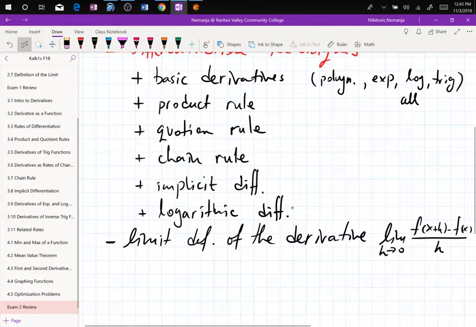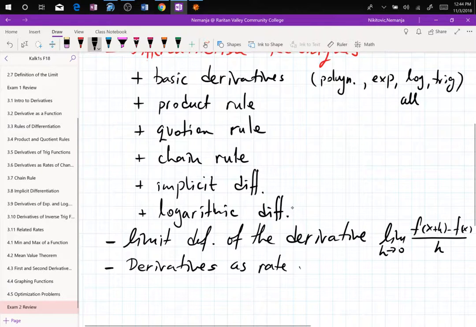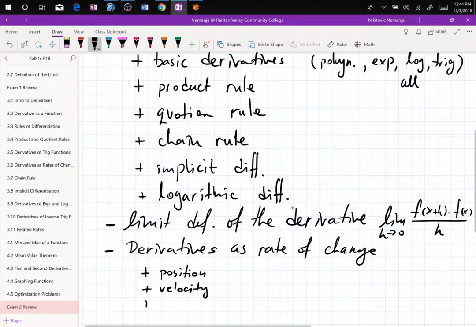We had continuity, right? No, continuity was in the previous one. What else was there? There was one more thing. The derivatives as rate of change. You know what that is. Position, velocity, and acceleration. There you go.